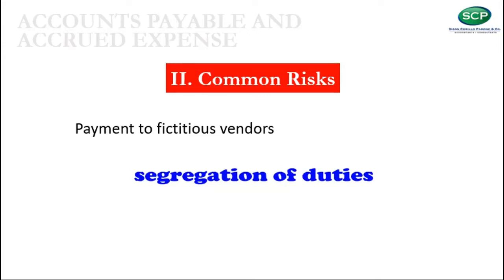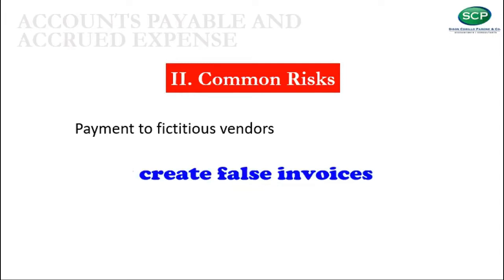An erring employee may create false invoices to pay and then pocket such payments, or may ask a colluding party to send fake invoices to the company, and then such erring employee and the colluding party pocket the payments. Moreover, overriding of controls can also allow for payments to fictitious vendors to occur.